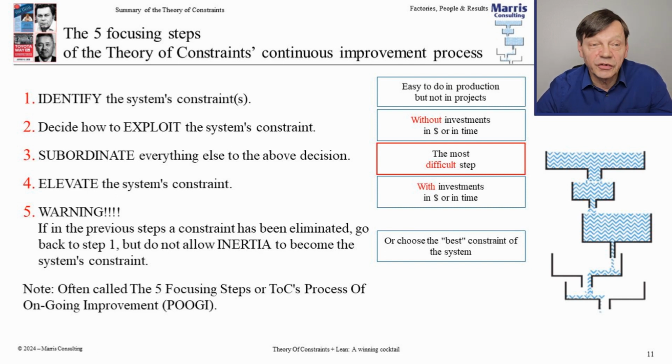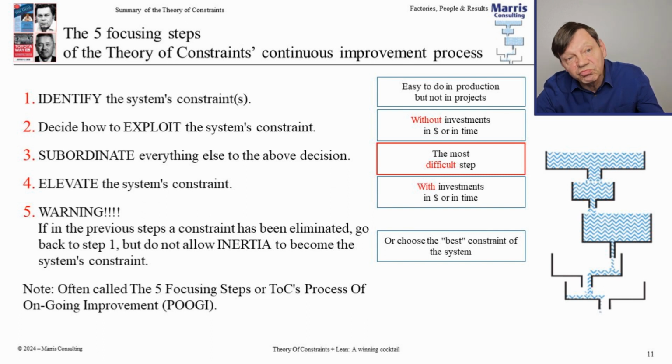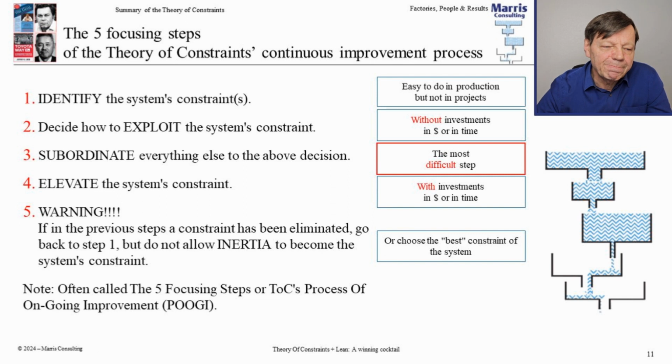Okay. Then step 3 is to subordinate everything else to the constraint. Right. That's the rope, to keep it very simple. And then if you've done the first 3, you can get to the fourth, which is elevate the system's constraint. Now you can take time, spend money, hire people, buy machines or whatever to increase the performance of your constraint.